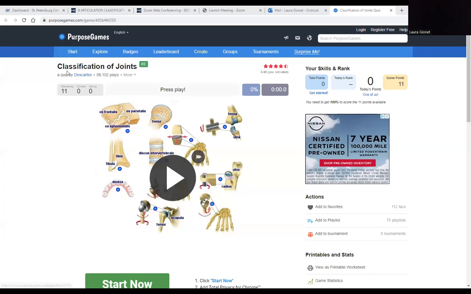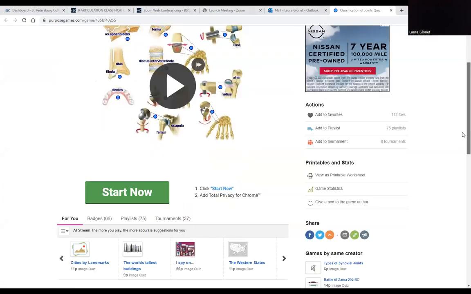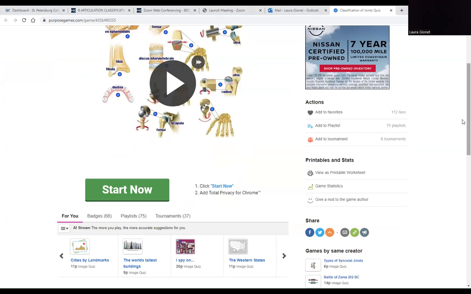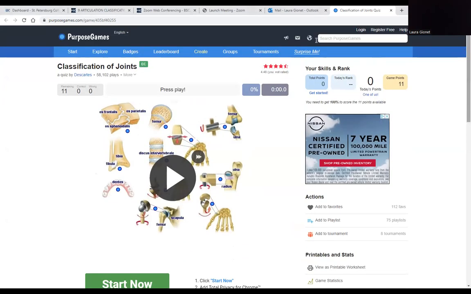Okay, so this is where it says classification of joints. You can start this here. You're going to drag and click. It's going to bring up different types. And it tells you how to play down the bottom. Start now. So you can, I think that's kind of fun.